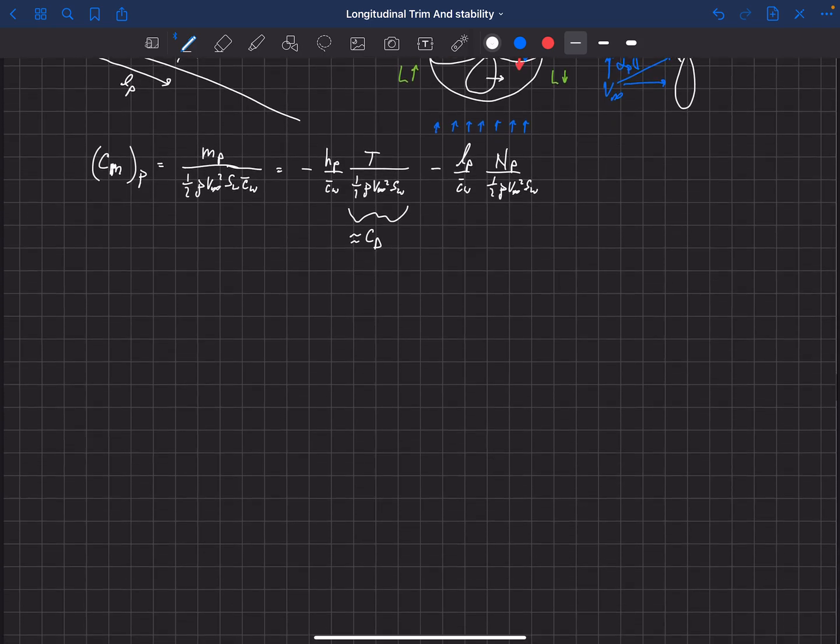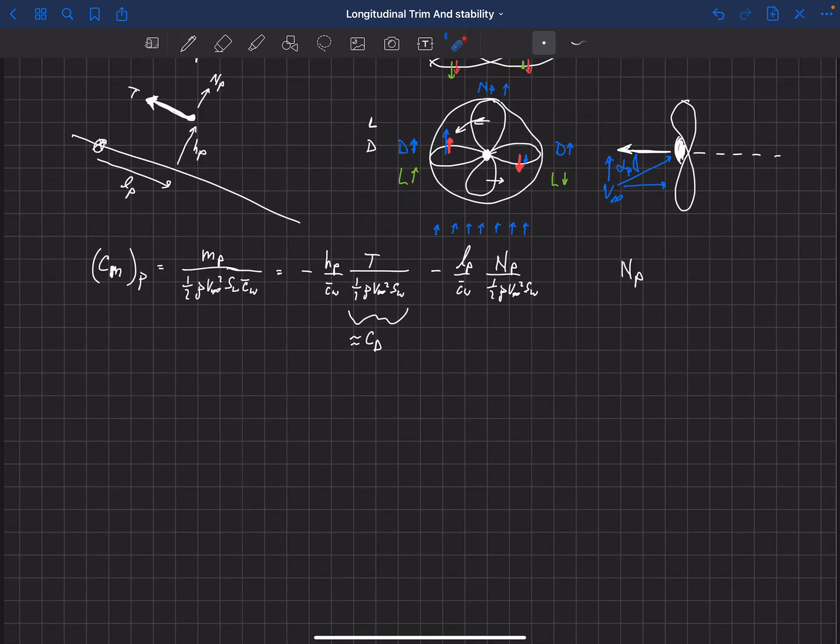So now let's look at the normal, this N sub P term here. It turns out that N sub P is directly proportional to angle of attack, okay? So if our angle of attack is 0, then N sub P is 0, and then we're going to assume that it's linear, that it increases linearly with angle of attack. So we can non-dimensionalize that. The way that we usually do this for propellers is a little different than what we do on a traditional aircraft.